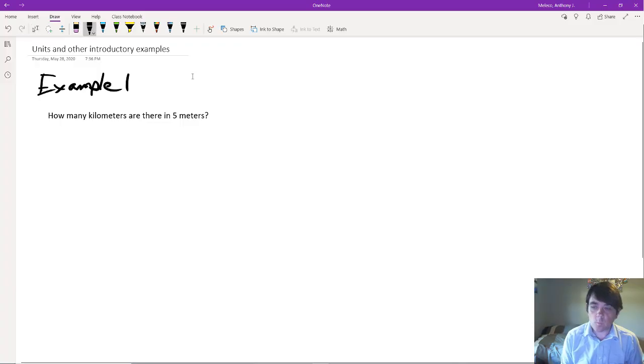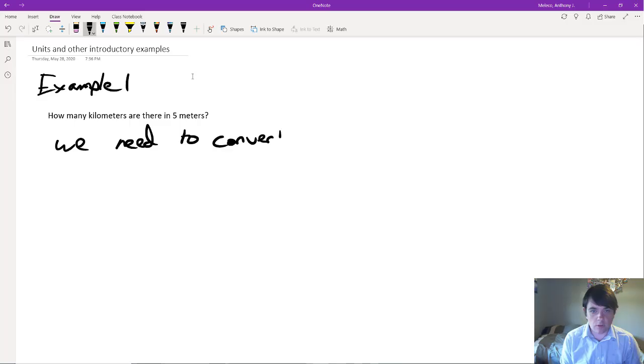So what we're going to do is use the system. We want to know how many kilometers are there in 5 meters. So we need to convert to kilometers, and we don't know this number. That is unknown to us, how many kilometers that is.